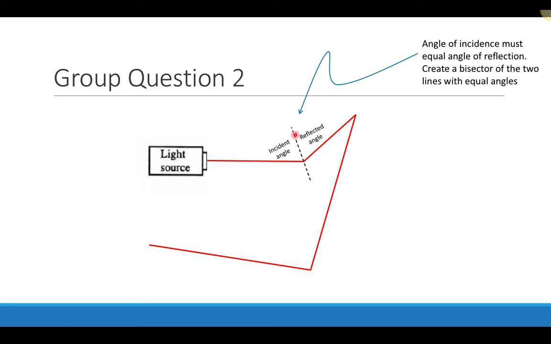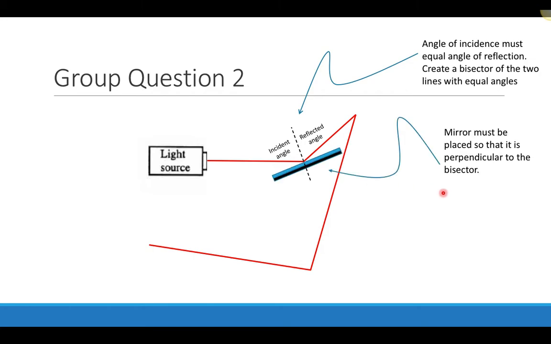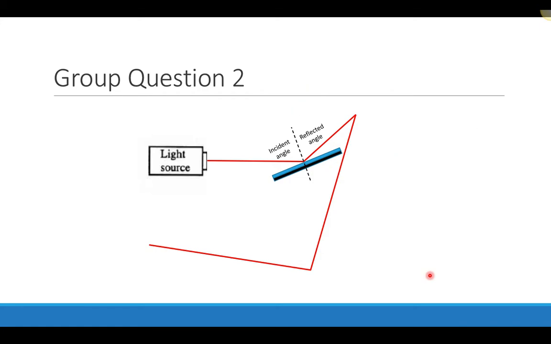So the first step is to draw in that bisector, which separates those angles into equal values. And then the mirror would have to be placed so that it's perpendicular to that bisector, and the reflective side has to be on the side where the light would be incident and then reflected. That's what I can do for each of those different locations.